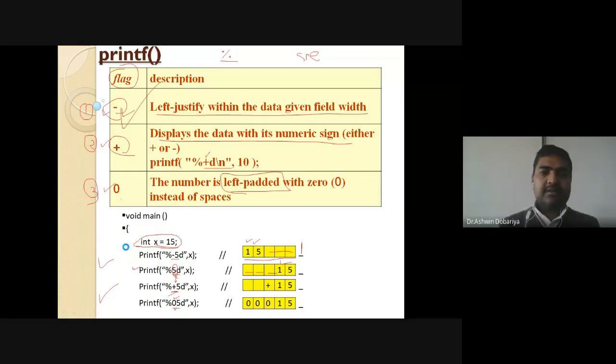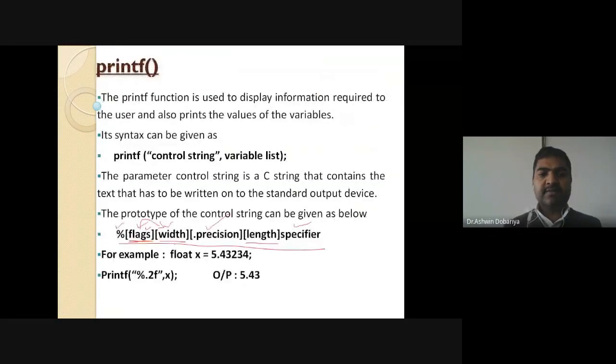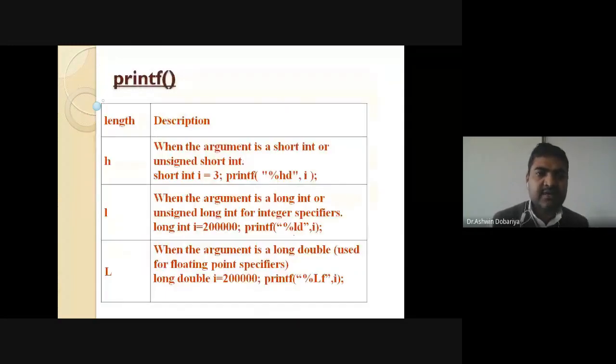It's clear, right? Yes, sir. And see, now up to this in flag, we discussed percentage, flag, width, precision, everything. Now only length is pending. See a few examples of that.